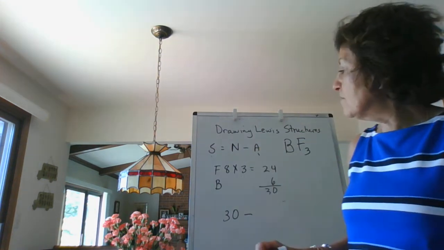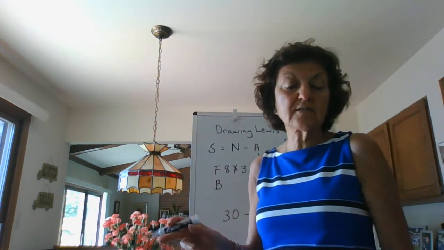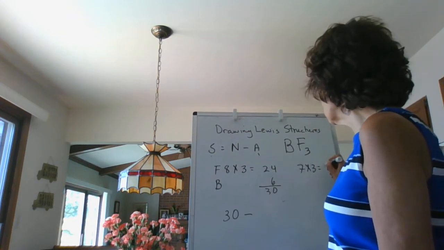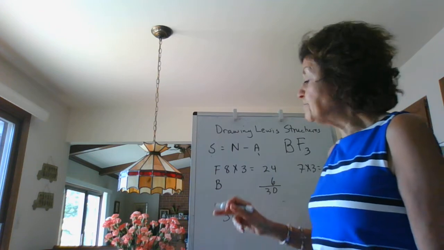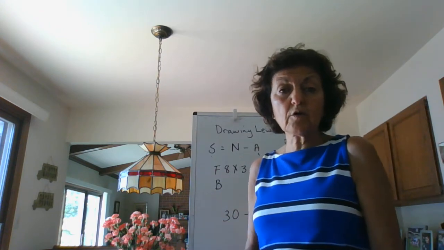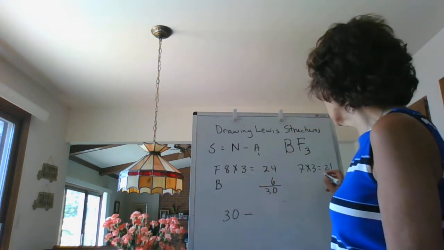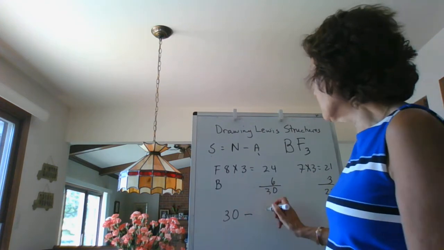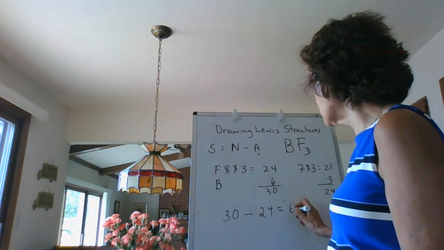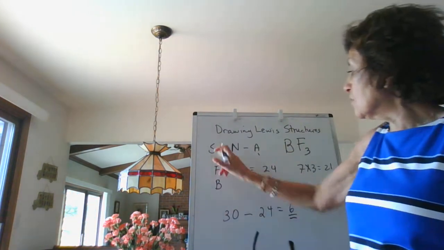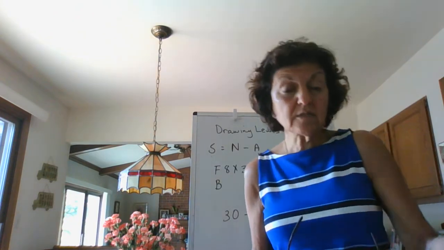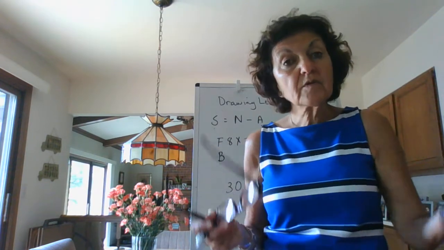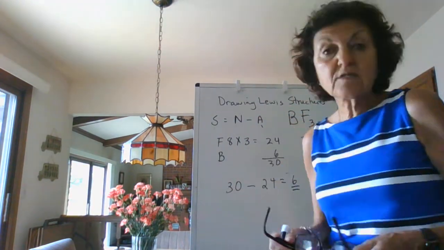Okay, what about available? Fluorine has 7 valence electrons, so 7 times 3 is 21. Boron has 3 valence electrons. So 21 plus 3 is 24. So 30 minus 24 is 6. 6 electrons are going to be shared. So that means boron trifluoride has how many bonds? 3 bonds.